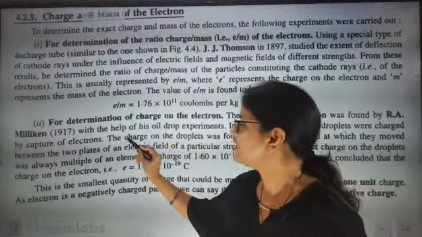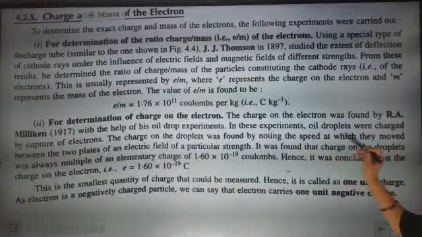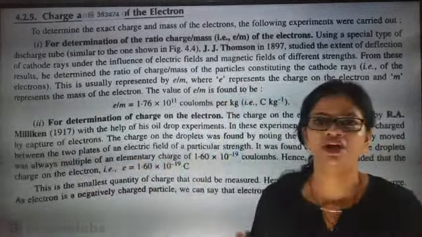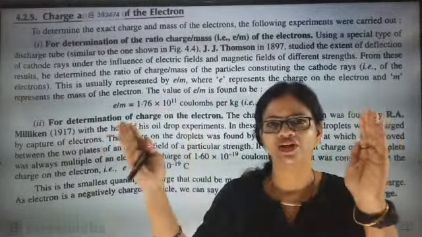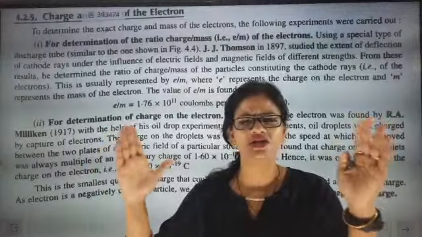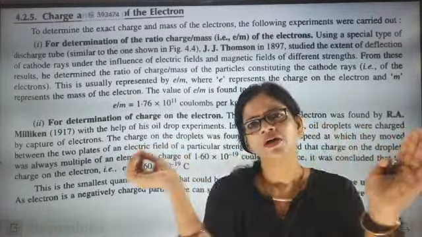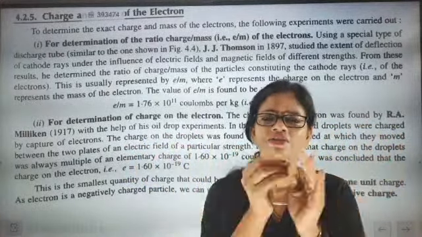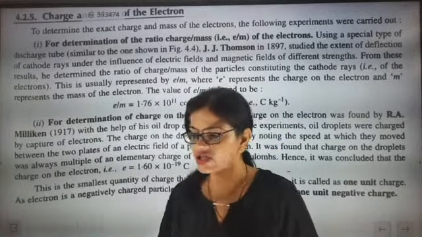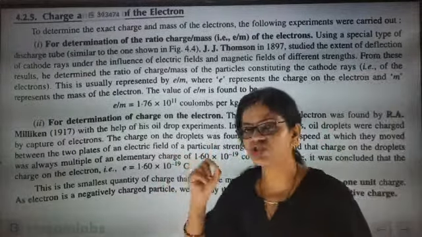I am repeating, the charge on the droplets was found by noting the speed at which they moved between the two plates of an electric field of a particular strength. He took an electric field of one particular strength, and the speed of the movement of the charged droplets in that field was calculated, and that was capable of giving us the charge of the electron.